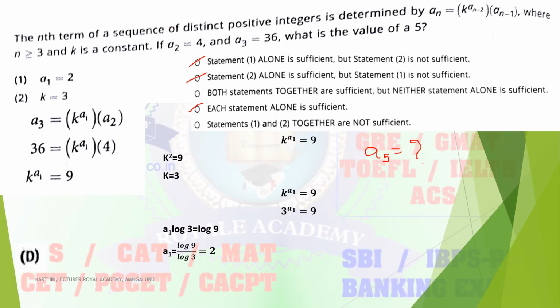From the first statement, with the help of the a1 information you can determine the value of k. Once you know the value of k as well as a1, you can easily determine the value of a5. Next, in the second information, the k value is given, so with the help of the k value you can easily determine the value of a1. Once you know a1 as well as k, you can easily determine the value of a5. So each statement alone answers the question. So option D is correct.